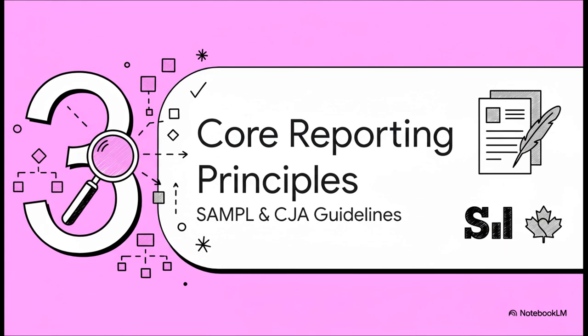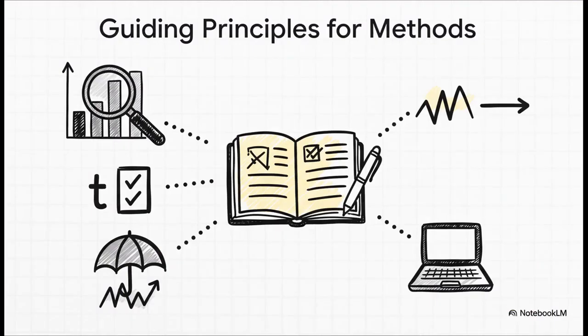Okay, that journal checklist gives us a great structure, but now let's zoom out a bit. Let's distill all those specific rules into some core guiding principles that you can apply to any paper you write, no matter what journal it's for. These come from established guidelines like SAMPL and the Canadian Journal of Anaesthesia. The number one principle is radical transparency. The goal is simple. Could another researcher, with your data, reproduce your analysis exactly?